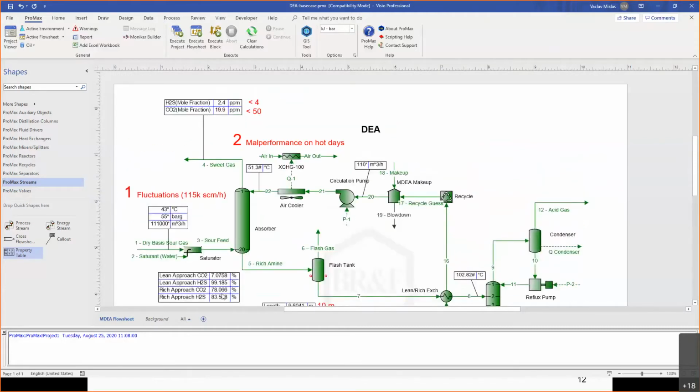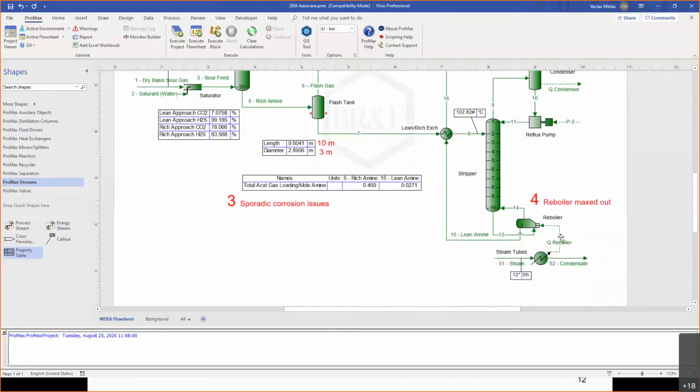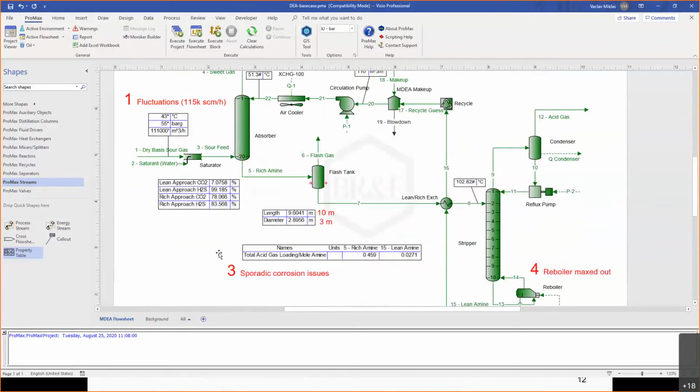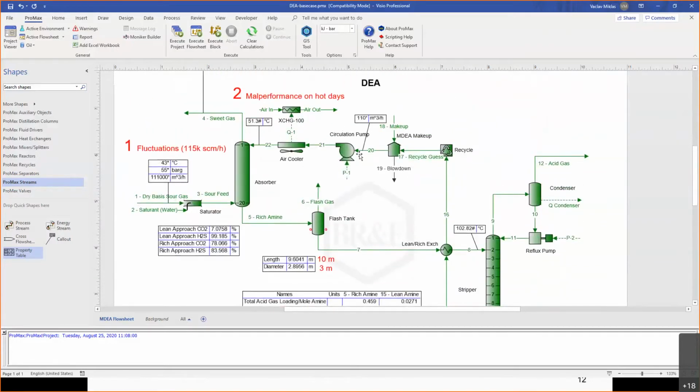And now we have an idea that it might be good to increase the regeneration, which we can't really do because the reboiler is maxed out. We would like to increase the circulation, which we might be able to do because the pump is not a bottleneck. But we also know that the air cooler is not really doing a proper job, even at this flow rate. So it will probably get worse.